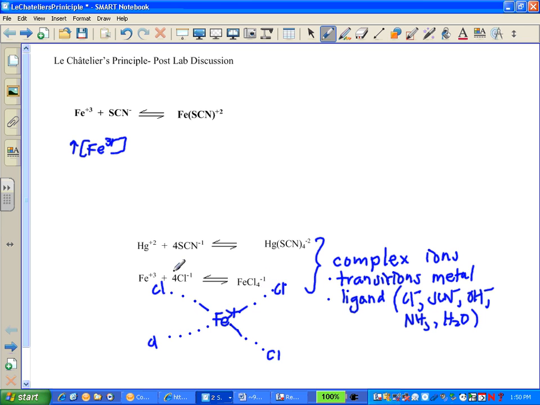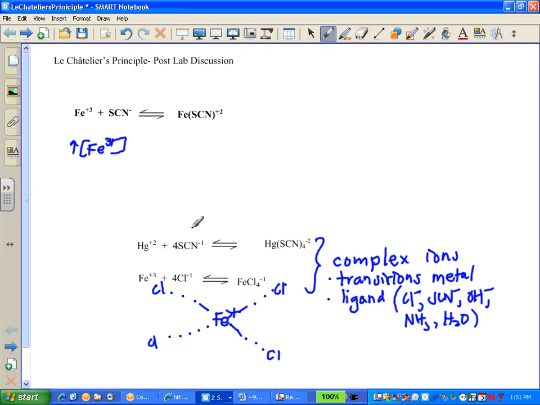The number of ligands that are attached to the metal ion, as a general rule, is double the charge. So this one here is not following the double the charge. In this case here, this complex ion is following that general rule, which we'll discuss in a moment.